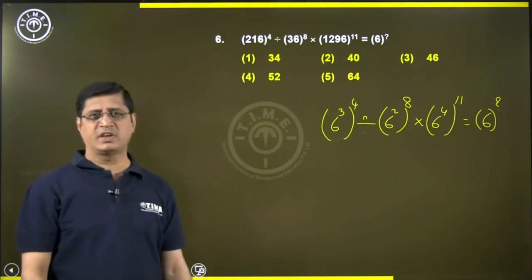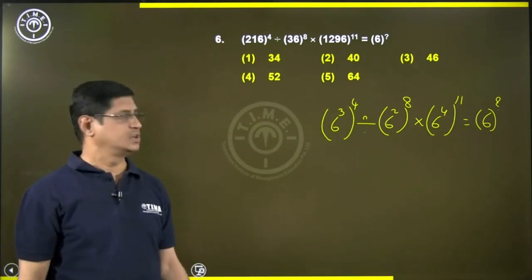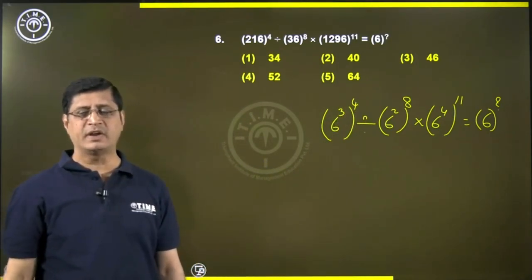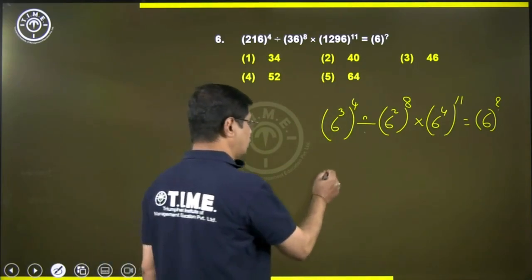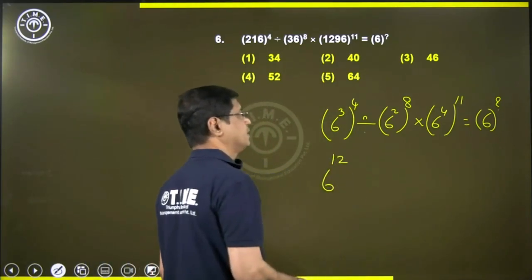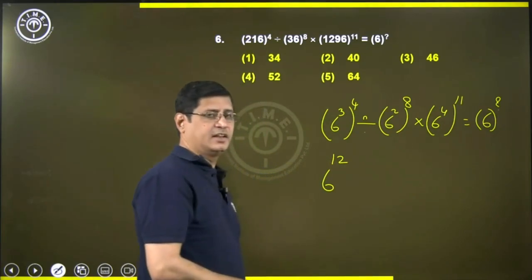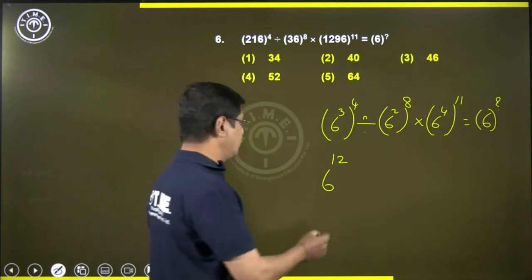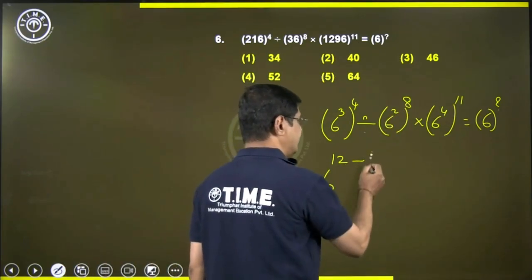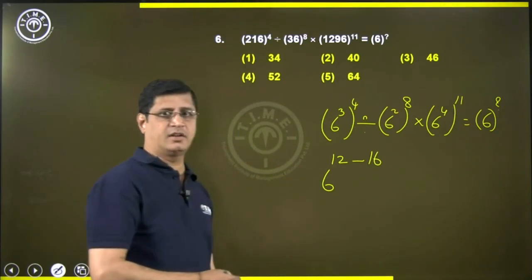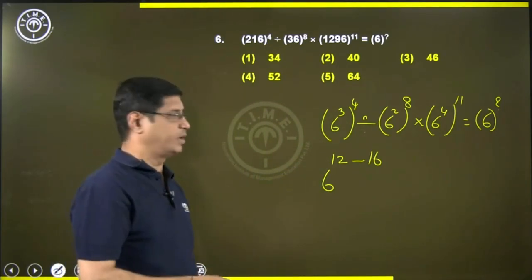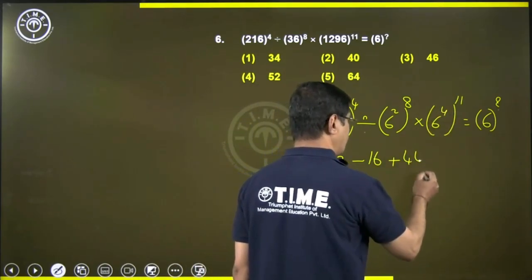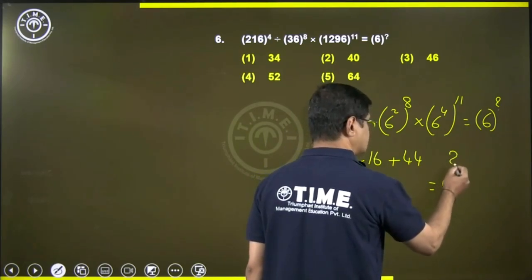When the bases are same, we can add and equate the powers. Just observe, (a power m) whole power n is equal to a power mn. So 3 into 4, that is 12. 2 into 8, 16. Here a power m divided by a power n is equal to a power m minus n. So what is the result? Now 2 into 8, that is 16, minus 16 here. We are taking the value from denominator to numerator, plus, so 11 into 4, that is 44, is equal to 6 power question mark.